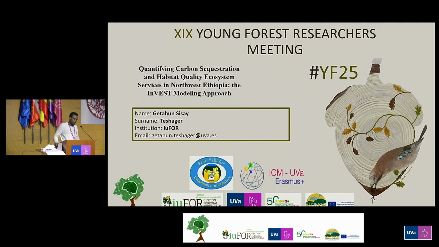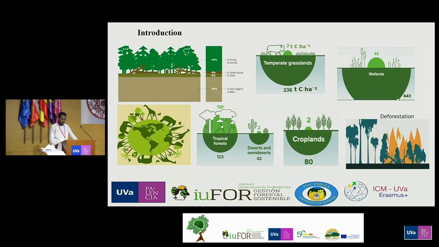I'm going to present my work on quantifying carbon sequestration and habitat quality ecosystem services in Northwest Ethiopia. As you know, natural ecosystems provide different ecosystem services and functions, especially forests sequester large amounts of carbon dioxide, and they play an important role in climate change mitigation. Similarly, grasslands, wetlands, and shrublands provide us different ecosystem services like biodiversity support, regulating services, and many more ecosystem services and functions. Especially the tropical forests support different biodiversity species, and they regulate climate change.